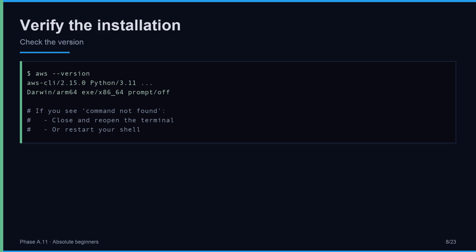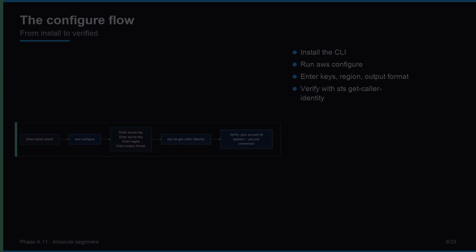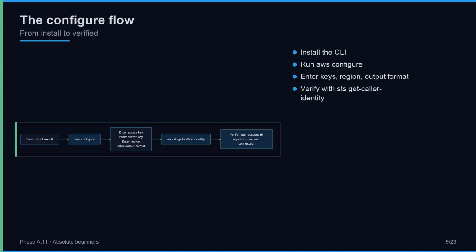Once you see a version number, the CLI is installed and ready to configure. Here is the path we walk in this lesson, laid out as a clear set of steps. First, install the command line tool. Second, run AWS configure, which asks you 4 questions. Third, you enter your access key, your secret key, your region, and your preferred output format.